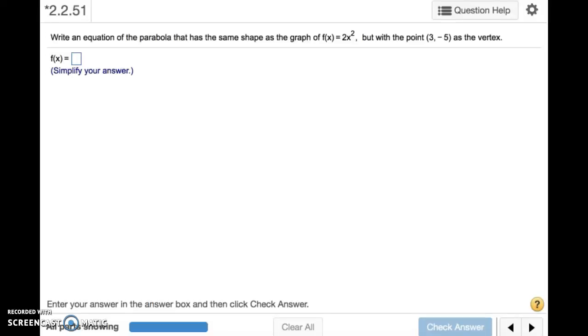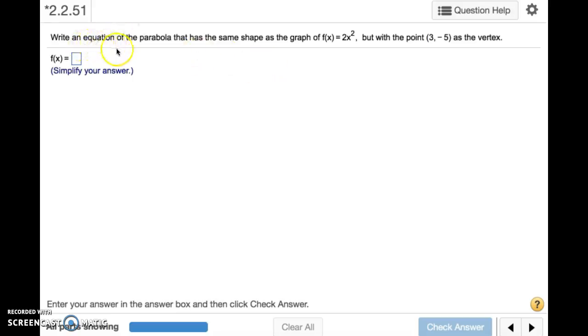In the last video, we looked at how to rewrite an equation into vertex form from standard form. What we're going to look at today is how do you create your own equation of a quadratic, and the easiest way to do that is in vertex form.